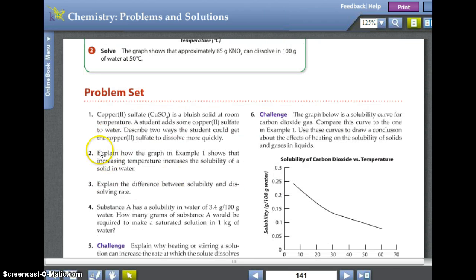Okay, so here are our three questions. Copper 2 sulfate, or CuSO4, is a bluish solid at room temperature. A student adds some copper 2 sulfate to water. Describe two ways a student could get the copper 2 sulfate to dissolve more quickly. So hit pause, write down your answers. Question 2, explain how the graph in example 1 shows that increasing temperature increases the solubility of a solid in water.